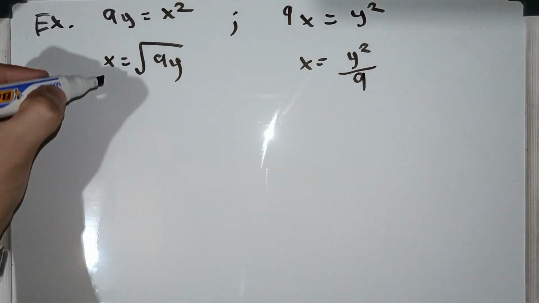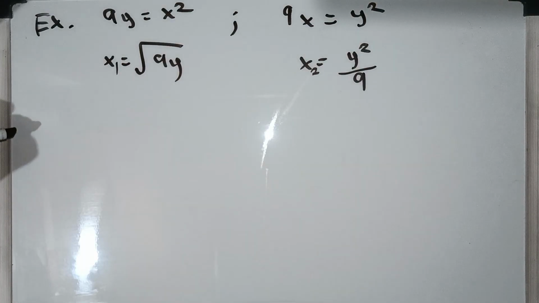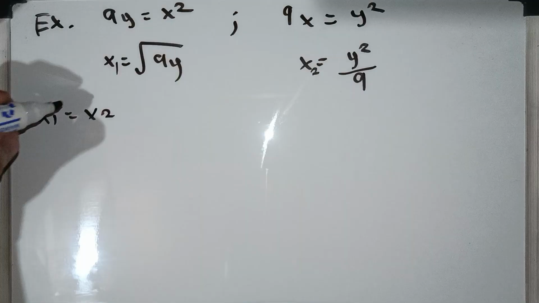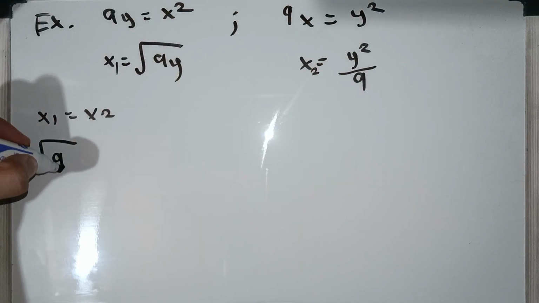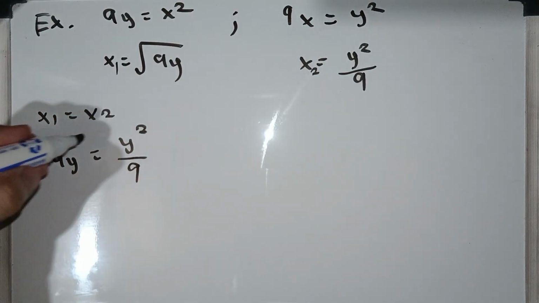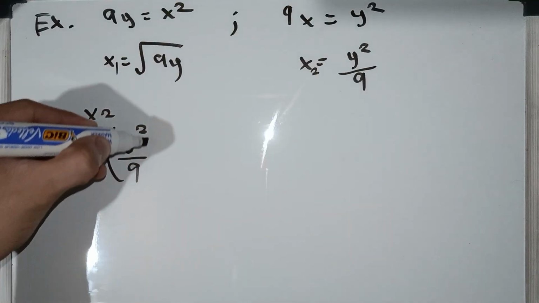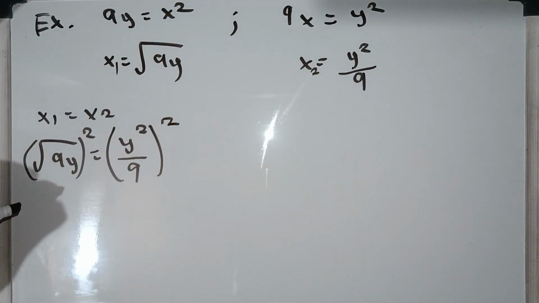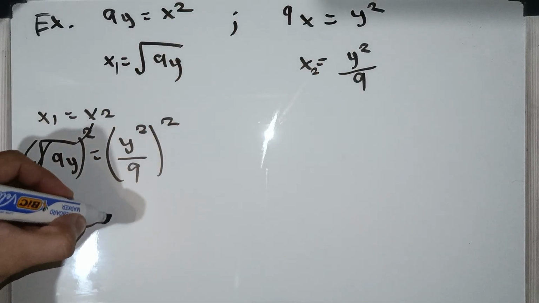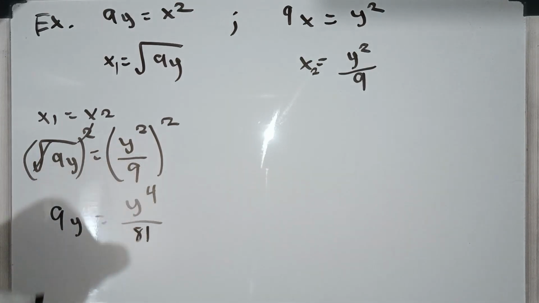So let's call this x of 1 and x of 2. Since x of 1 is equal to x of 2, x of 1 is equal to the square root of 9y, and x of 2 is equal to y squared all over 9. So let's get the value of y. We have the square root, so let's square this one. Let's cancel the square root here, so that will become 9y is equal to y raised to 4 all over 9 squared, which is 81.